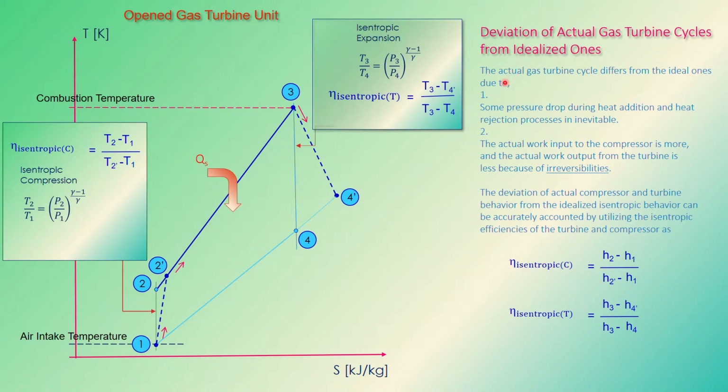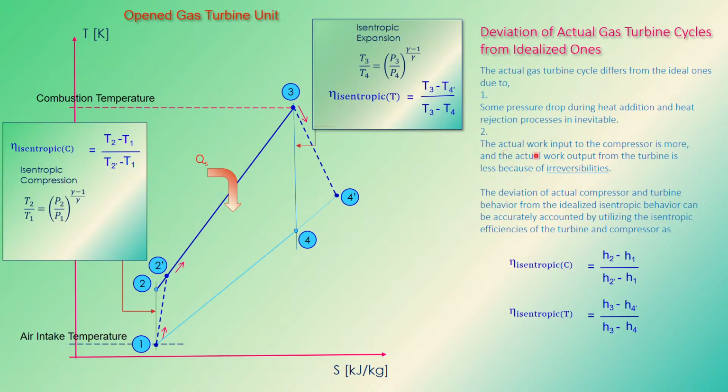The actual gas turbine cycle differs from the ideal ones due to some pressure drop during heat addition, that means 2 prime to 3. In the actual case, you have pressure drop, usually in the pipelines. So based on this, it is still theoretical. It's not the actual process yet.